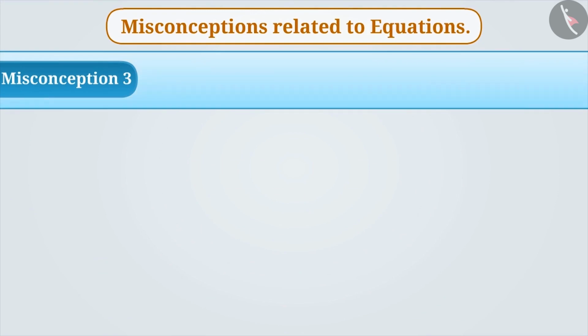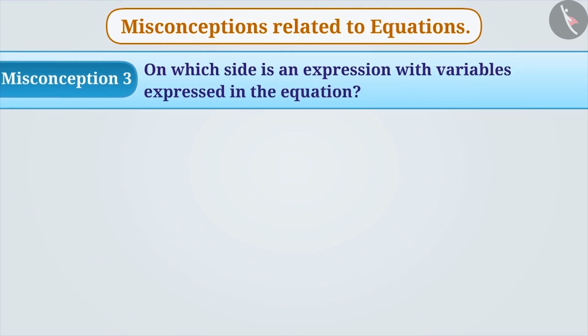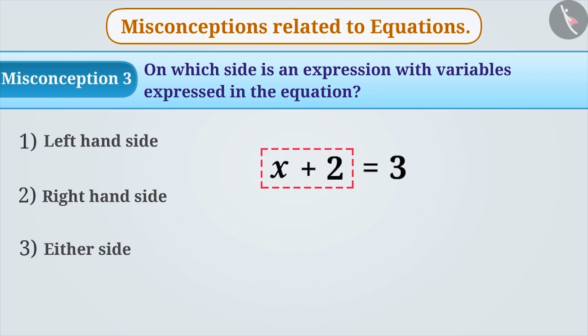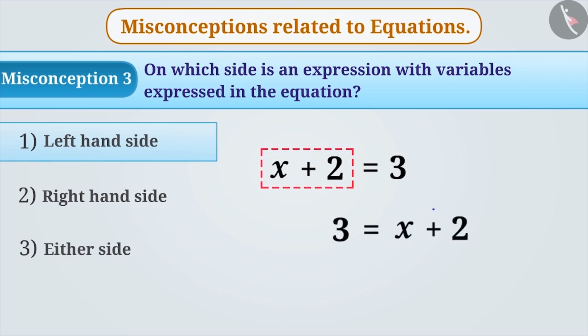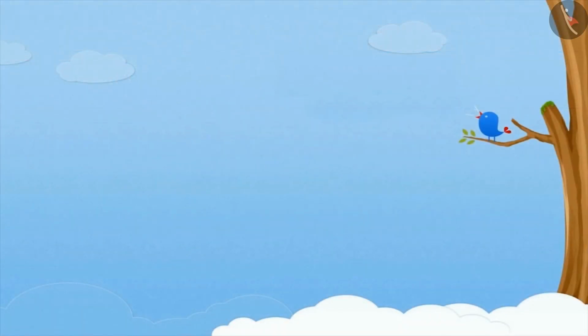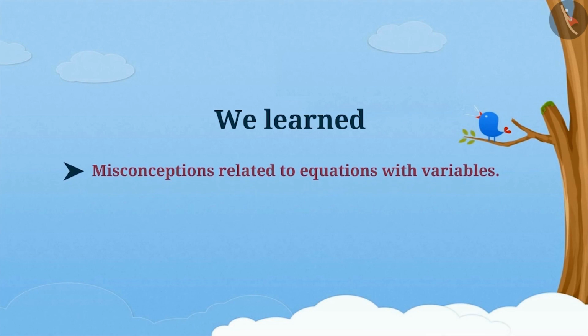Misconception 3. On which side is an expression with variables expressed in the equation? On the left-hand side, on the right-hand side, or either side? We are so used to expressing equations with variables on the left-hand side that we find it wrong to express them on the right-hand side. The correct understanding is that we can express them on either side of the equation. Let's hope that this has cleared up your misconceptions related to the concept of equations.